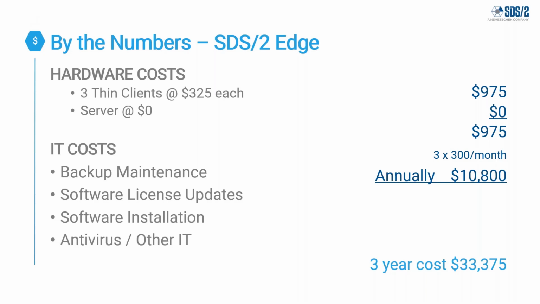Server, you don't need a server. So all that $5,000, all that money is going to be saved. Your IT cost is just what your Edge subscription would be, which is that $300 times 3 stations. So you're looking at about $10,800 annually. 3-year cost, you're going to be about 13 grand below what we were looking at the other way. And that's just the 3-year cost. Like I said, those thin clients are going to last a lot longer. So year 4, year 5, year 6, you're going to increase your cost savings.